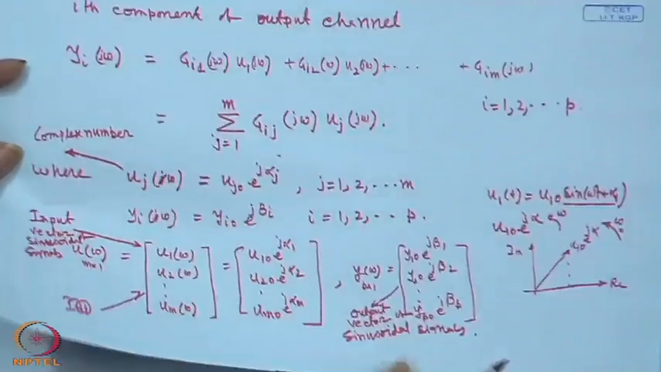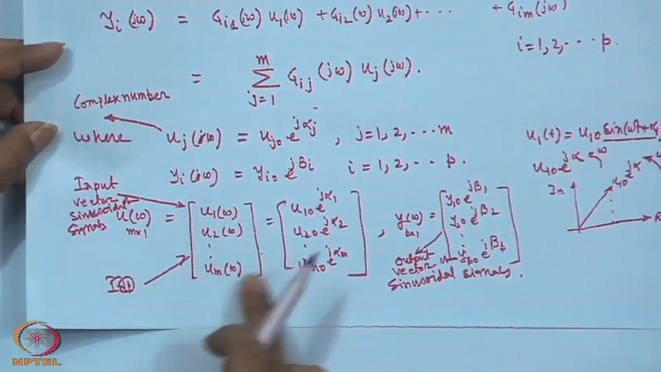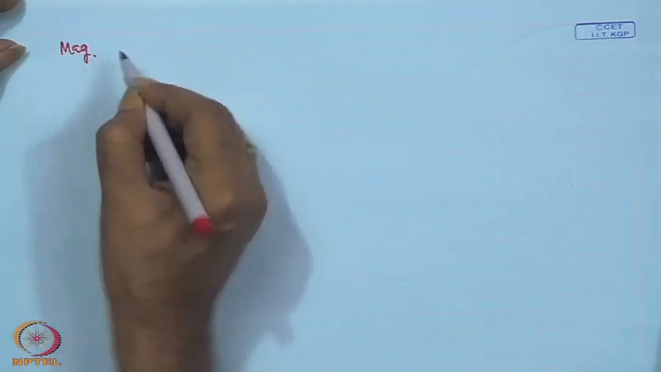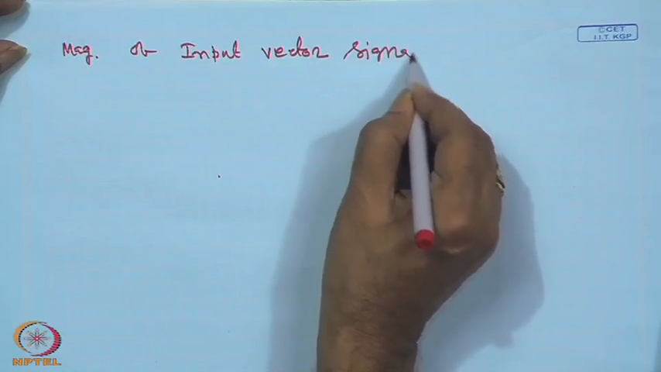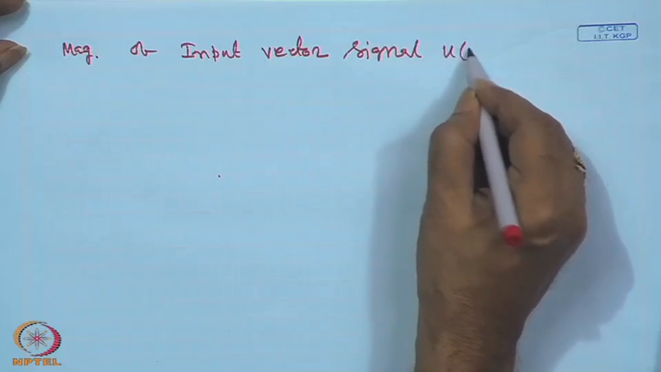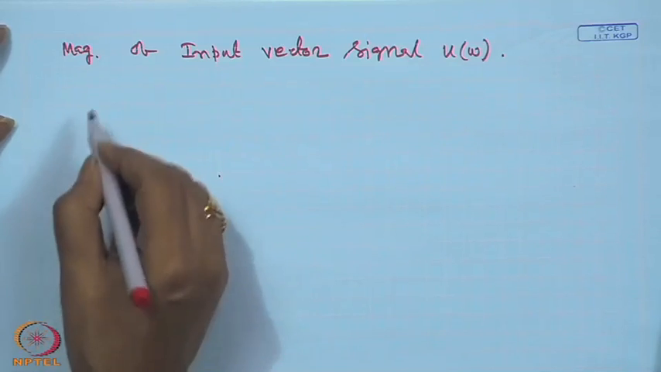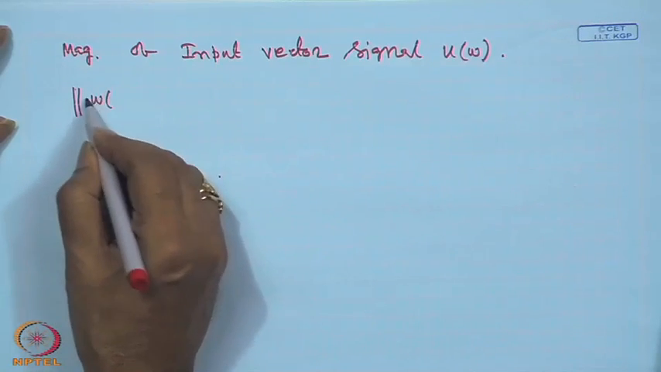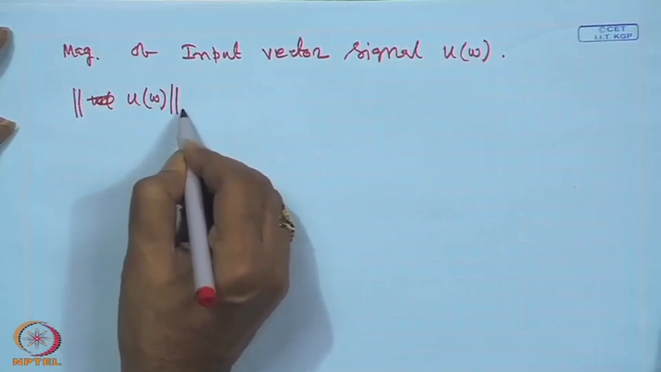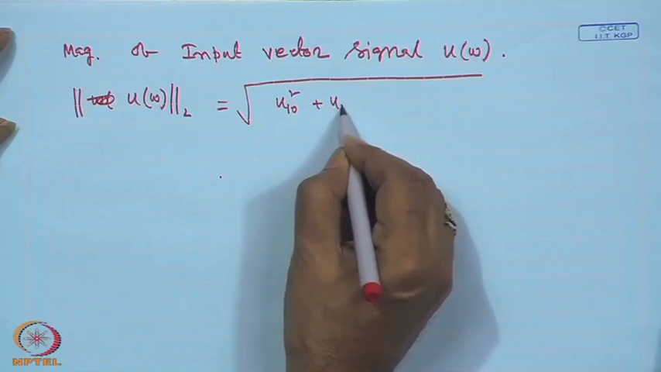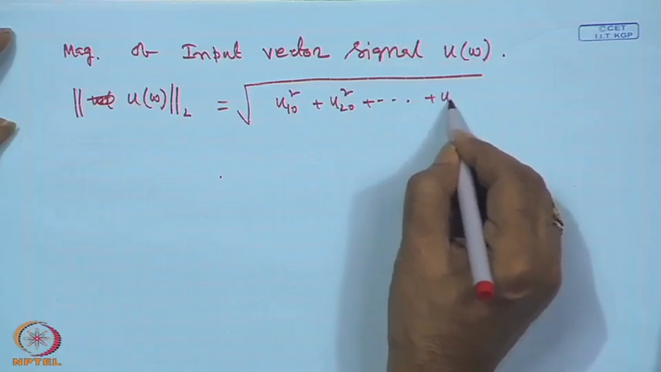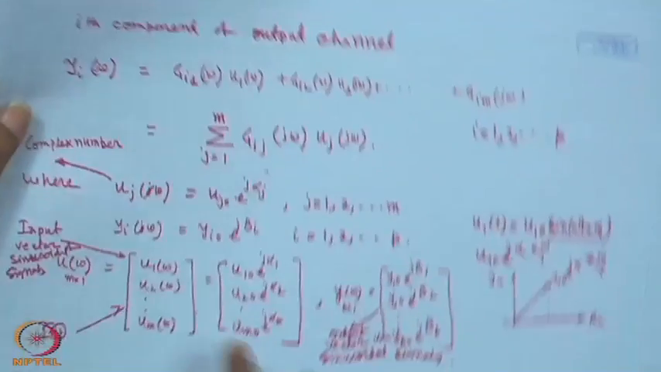Or you know, the magnitude of this one is nothing but u1 squared. So, our vector is that one. This is the input vector. I want to find out the magnitude of the input vector signal u of w. What is this? Magnitude of a vector is nothing but the Euclidean norm, which is the root over u10 square plus u20 square plus dot dot u m0 square.